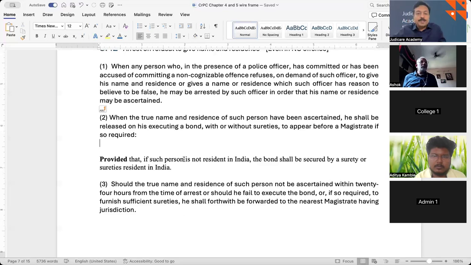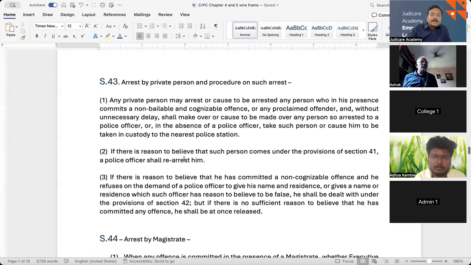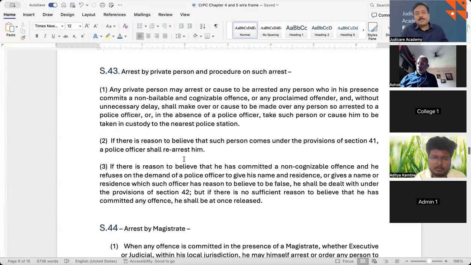Now coming to Section 43. Arrest by private person and procedure on such arrest. Now, this is different from what we have seen earlier, right? Earlier, in Chapter 4, it was aiding the arrest. A warrant has been issued and you are supposed to execute it, or you are aiding a police officer or a magistrate to arrest somebody. In this case, you yourself as a private person are trying to arrest somebody: when you can do it, how you should do it, and what you should do.